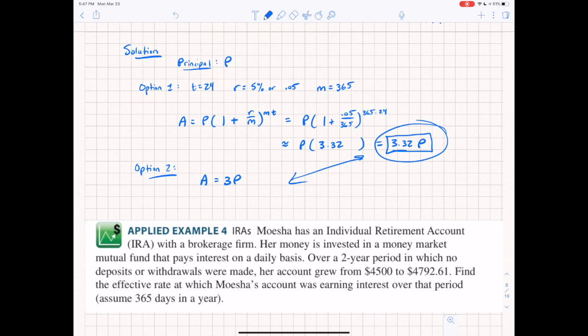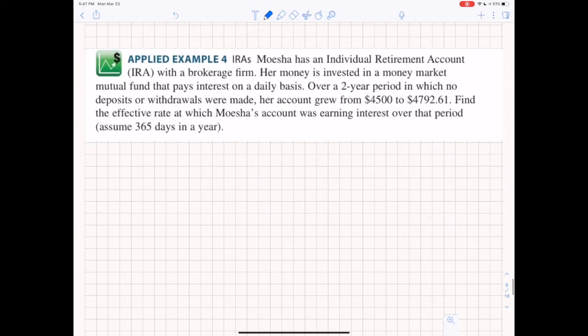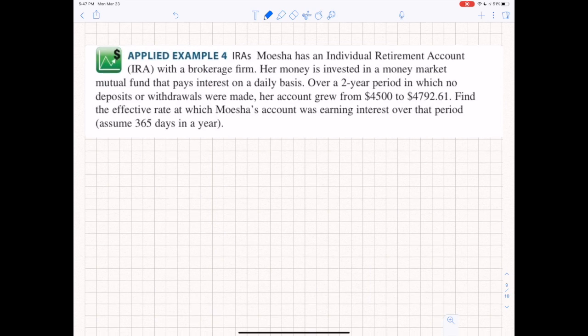All right, so let's look at applied example 4, which deals with IRAs. It's interesting if you've ever heard of Acorns as an investment for younger people wanting to do stocks for not a lot of money. You can put money into an individual retirement account, which is what IRA stands for. Her money is invested in a money market mutual fund that will pay interest on a daily basis.